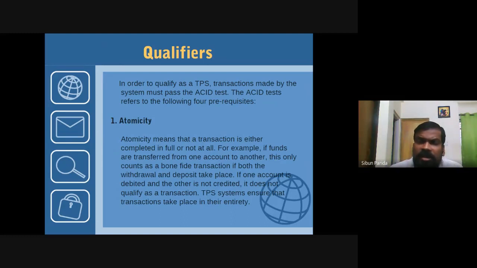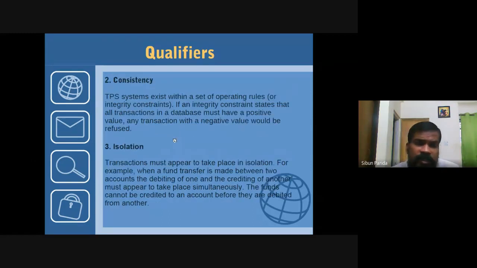Sending is done, but receiving has not been done. So how is that possible? That's what I am saying. Either it is possible or not possible. It cannot be halfway. So that is atomicity.